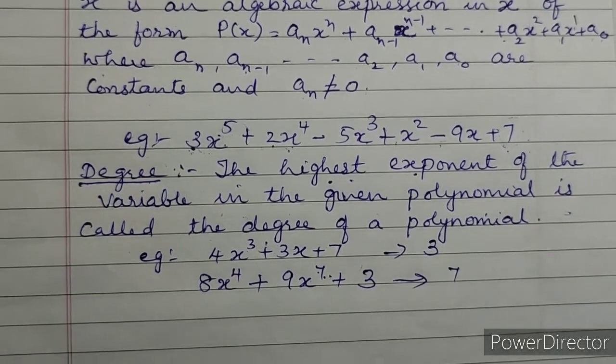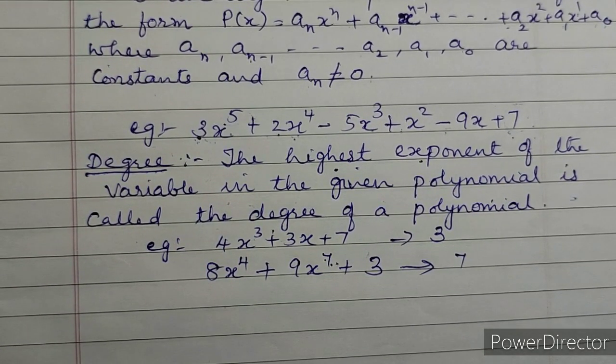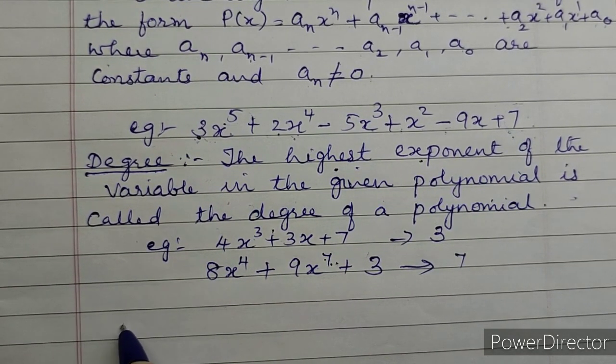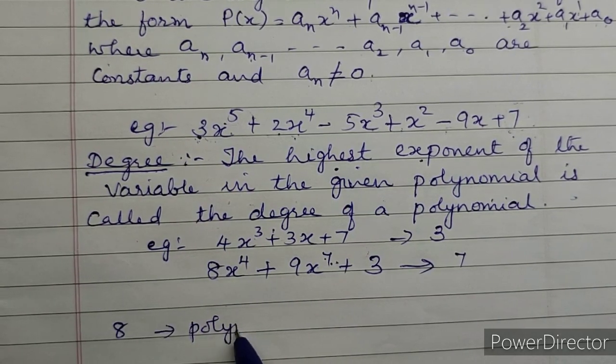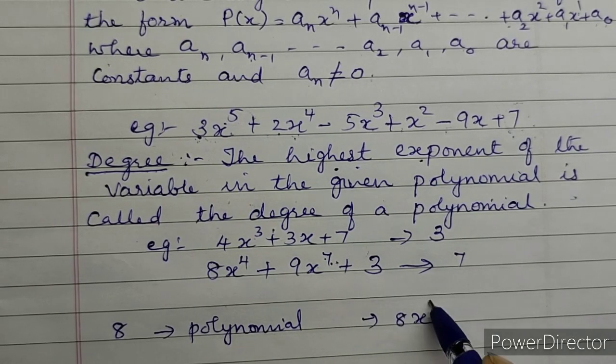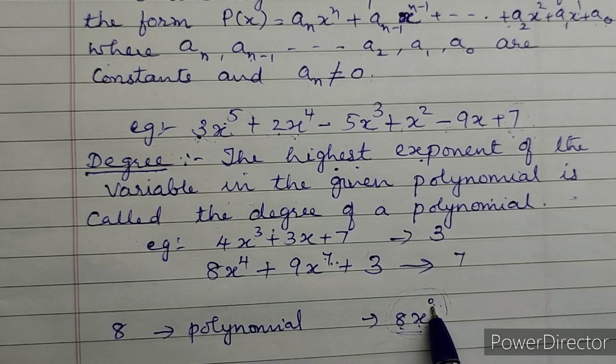Now I told you, if a number comes also, it is a polynomial. For example, the number 8. It is a polynomial. Why is it a polynomial? Because it can be written as 8x to the power of 0. So it is a combination of number and alphabet. So what is the degree of this polynomial? The degree of this polynomial is 0.